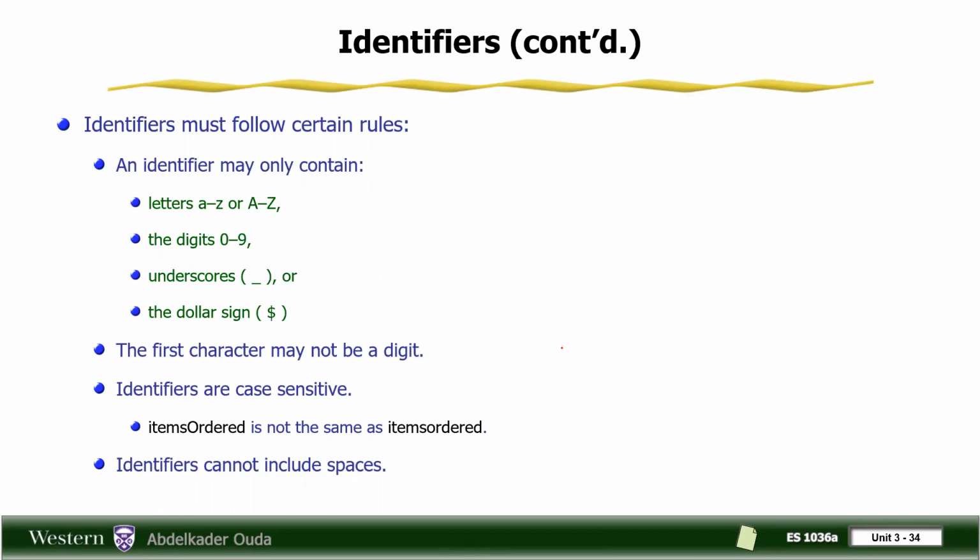Identifiers are case sensitive. As I mentioned before, if I use Sample with a capital S, it will be different from sample with a small s. ItemsOrdered is not the same as itemsordered because of the capital O in between. Identifiers cannot include spaces, just the underscore or the $ sign.